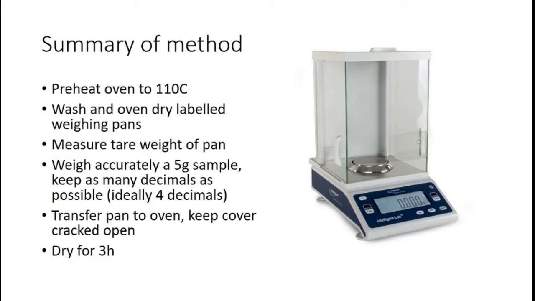So the main thing is to weigh accurately. The larger the sample size, the better the statistics, but also the larger the sample size, the larger the amount of mass transfer required. And therefore, 5 grams is the consensus for most food products.